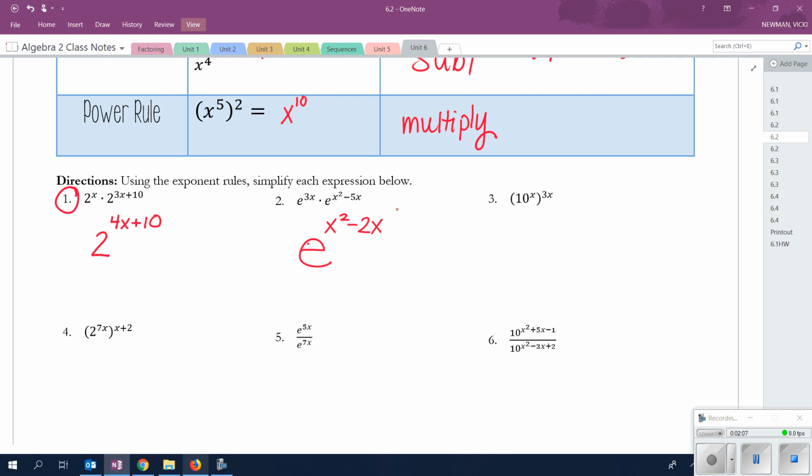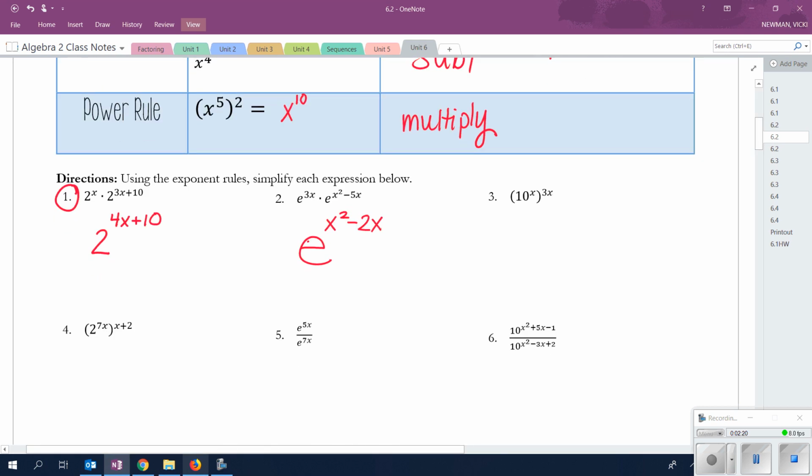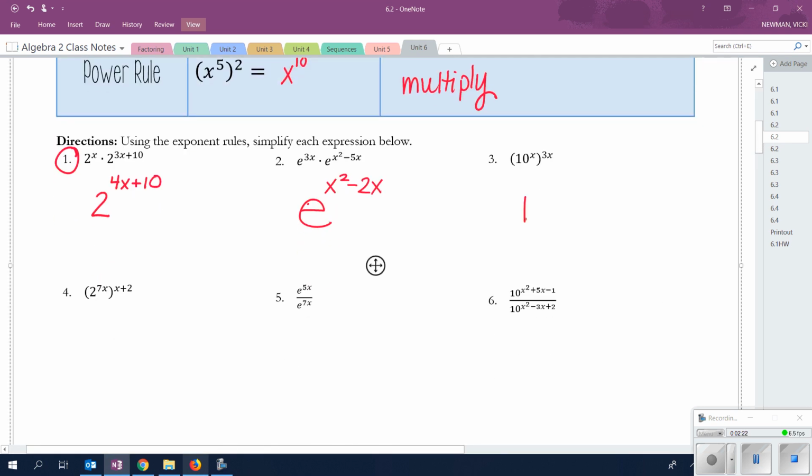Okay. Number 3. 10 to the x raised to another 3x. What do you do with the exponents? What rule is it? Yep, you multiply. So what does that become? 3x squared. Good.